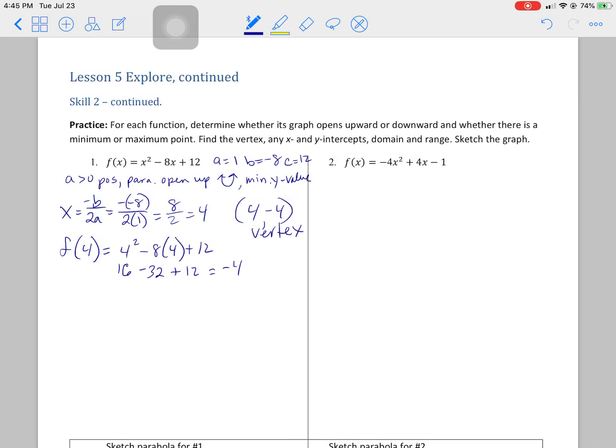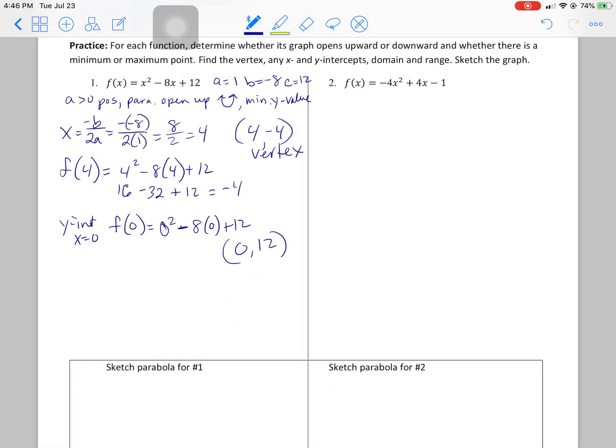Okay, I'll draw this at the end. And for my y-intercept, x is going to equal 0. So when x is 0, 0 squared minus 8 times 0 plus 12, I'm going to have a y-intercept of 0, 12. And I'm running out of space. I better write smaller here.